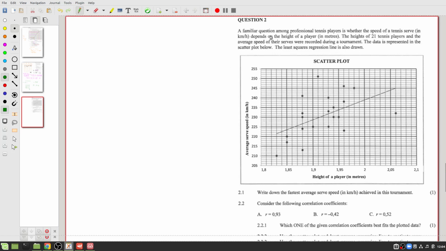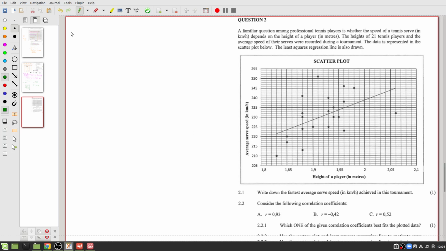So a familiar question among professional tennis players is whether the speed of a serve in kilometers per hour depends on the height of the player in meters, and then they say the heights of 21 players and the average speed of their serves were recorded during a tournament. Data is represented in the scatter plot below, and the least squares regression line is also given. Okay, we can see this information here.